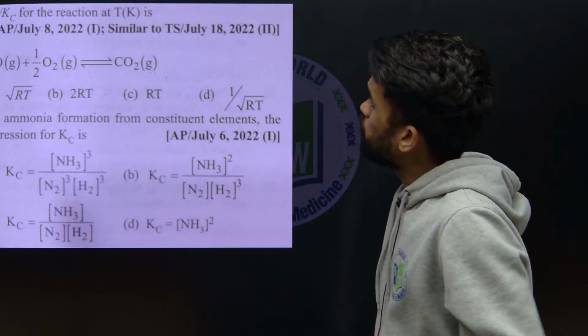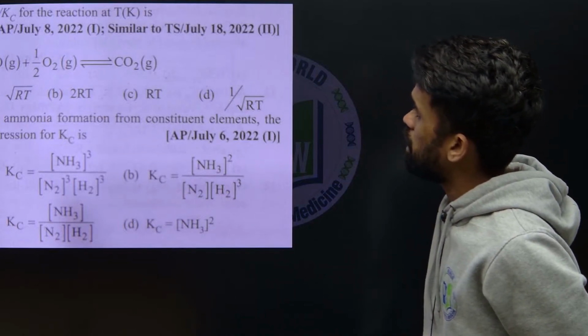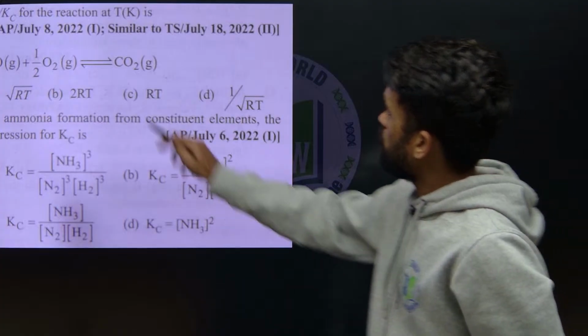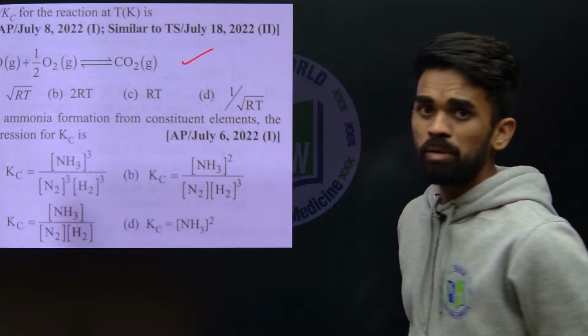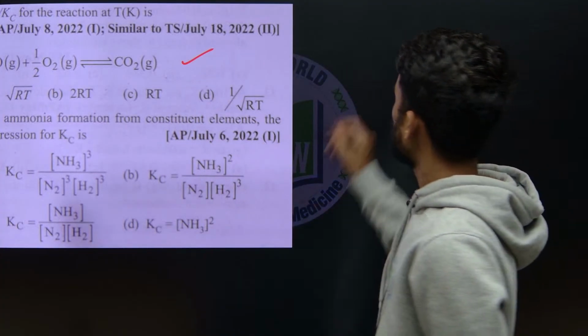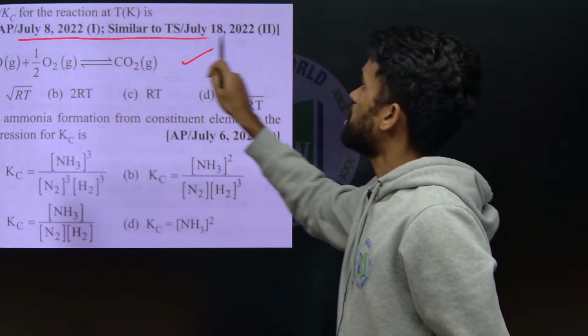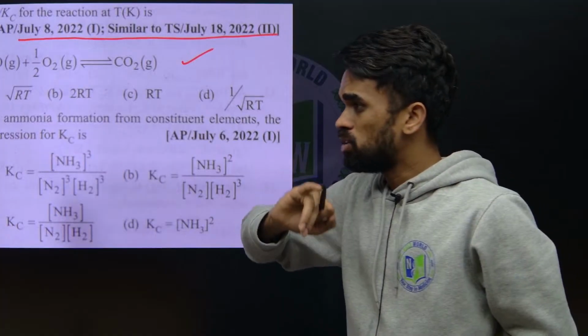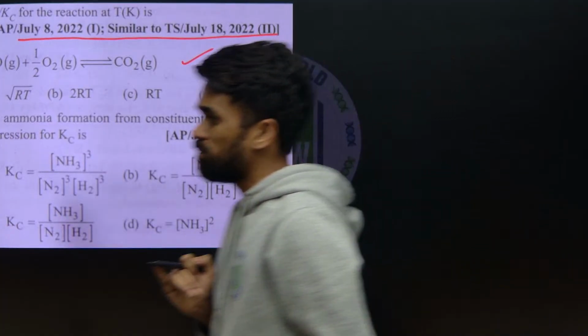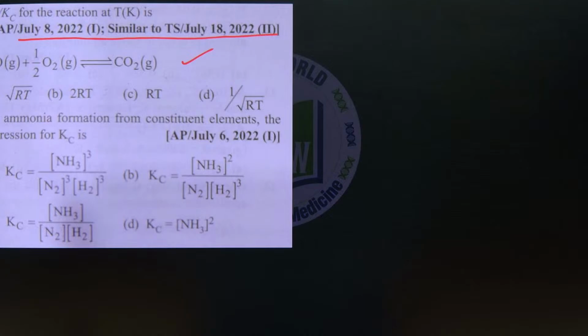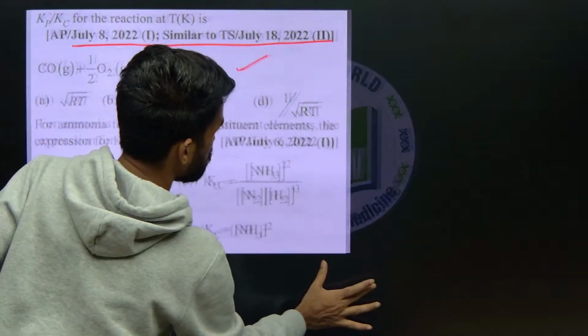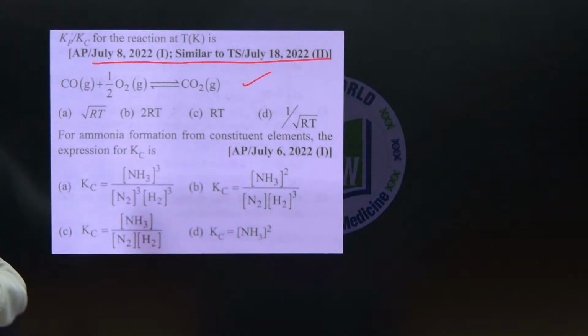Next, look at this. Kp by Kc for the reaction at T Kelvin is. Okay, so for the given reaction they are asking for the Kp by Kc relation. Okay, simple, again the same question. See, all these questions are asked multiple times, very basic, very easy. You don't even need to spend 1 minute on this question right now. Let me set this.